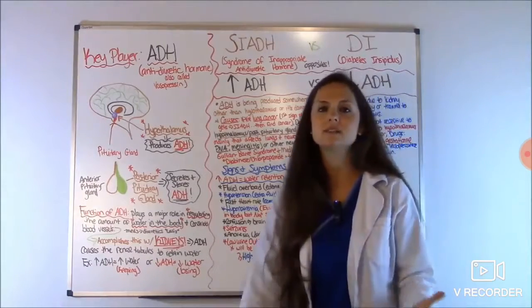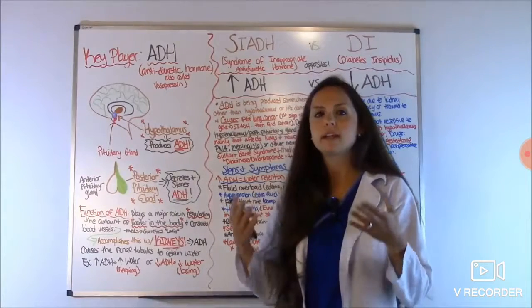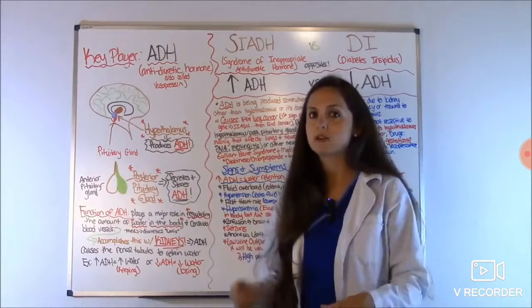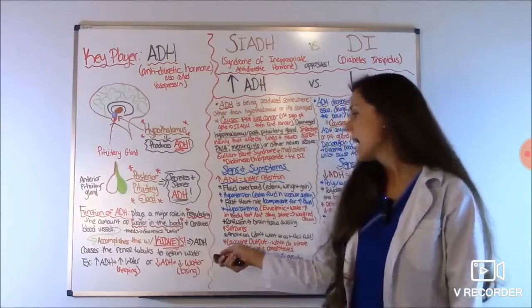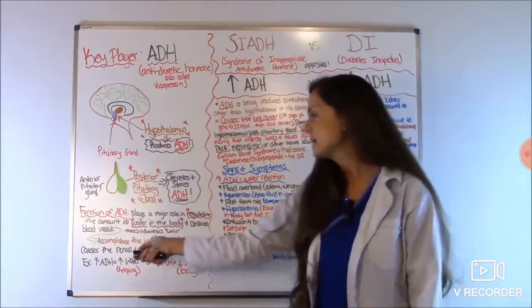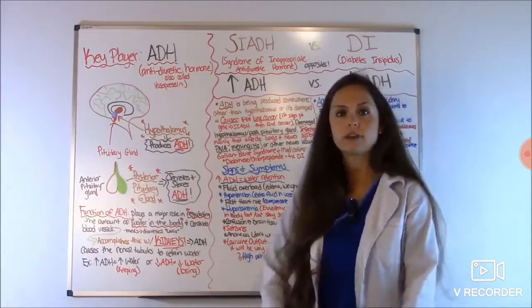So how does it do this? Ask yourself, what system in the body helps regulate how much water we keep and how much we lose? The kidneys. So it accomplishes this with the kidneys. And what ADH does is it causes the renal tubules to retain water whenever it's being released.